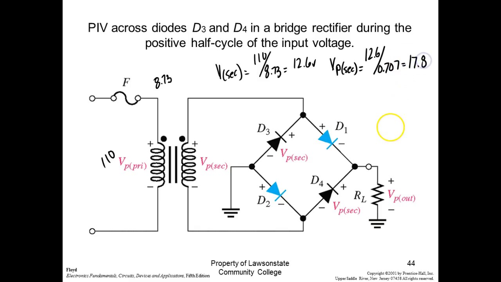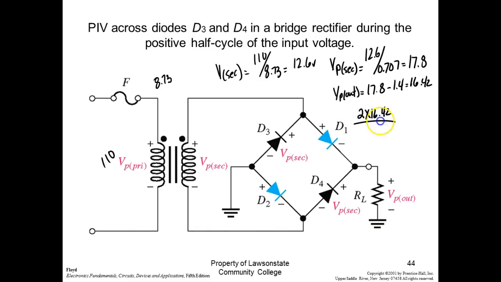17.8. We okay so far? Okay. Then I'm going to calculate V peak, what we call V peak out. This is going to be 17.8 minus 1.4. What we got? 16.42.